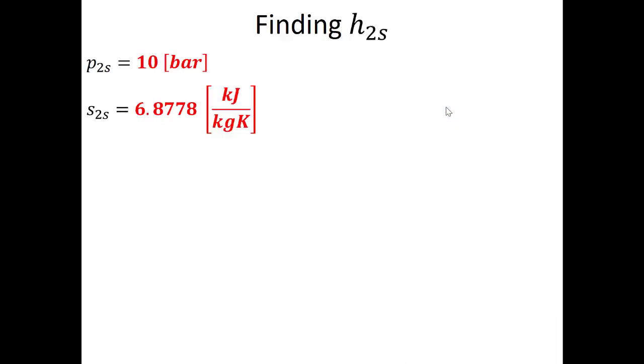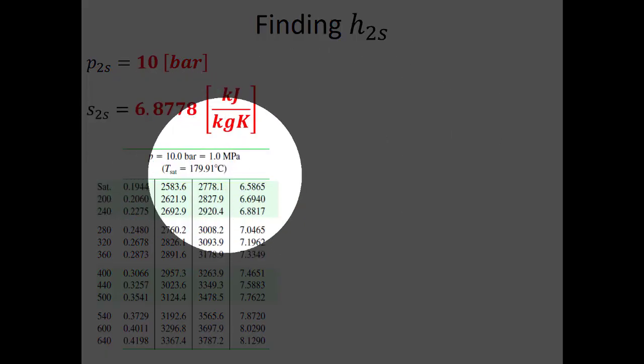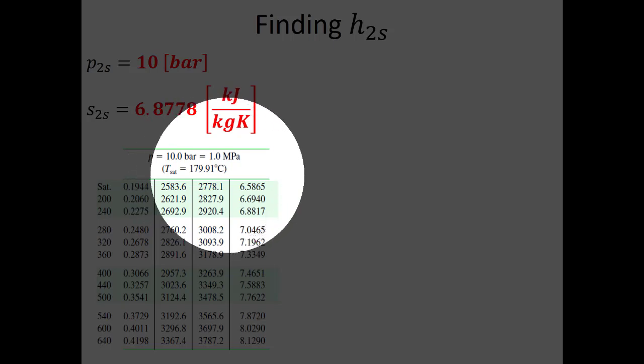So in this case, we can find our s_2s is 6.8778 kilojoules per kilogram Kelvin. That was the same as at the inlet. I look for my table. So in this case, I looked at the superheated vapor tables. I see that at 10 bar, the saturation temperature is 180. So if I knew the temperature and if I knew that I was above this, then I'd know that I was superheated vapor. But that's not what I have.